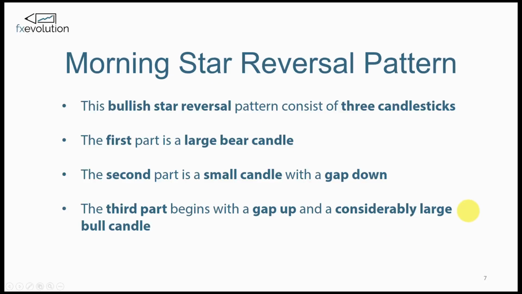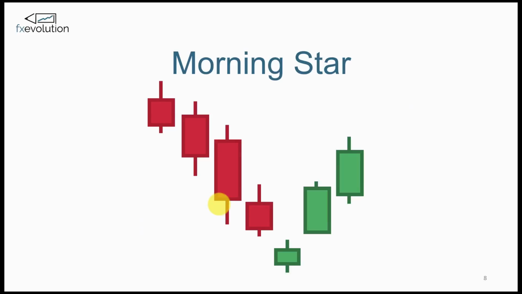For a morning star reversal pattern, let's take a look at a couple of key characteristics. This is a bullish star reversal pattern, which consists of 3 candlesticks. The first part is a large bear candle, the second part is a small candle with the gap down, and the third part begins with the gap up and is a considerably large bullish candle. So in practice, how does that look?